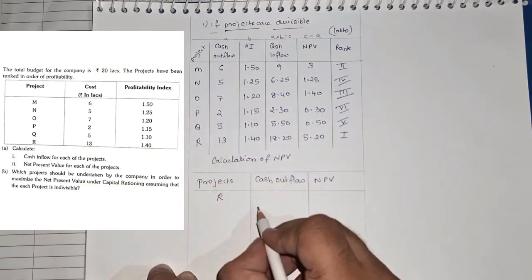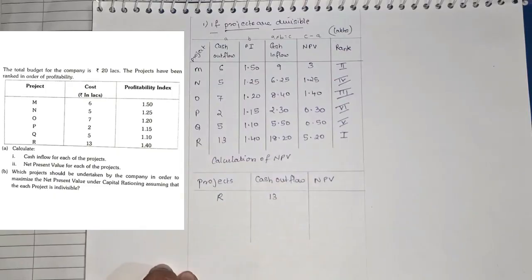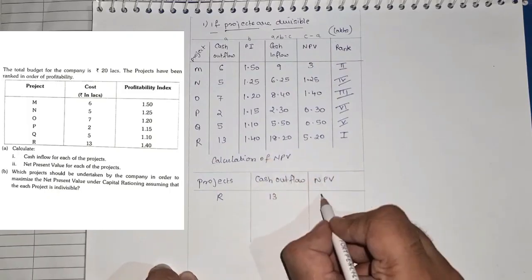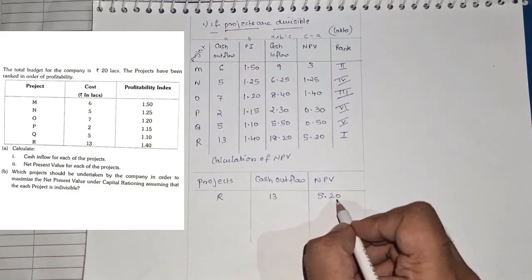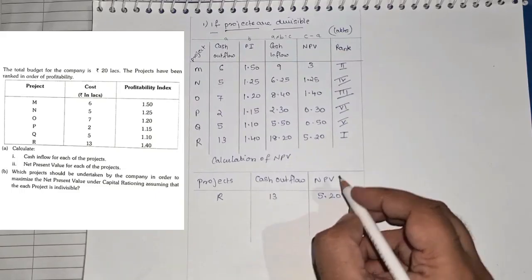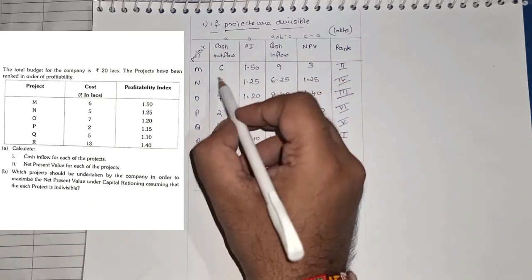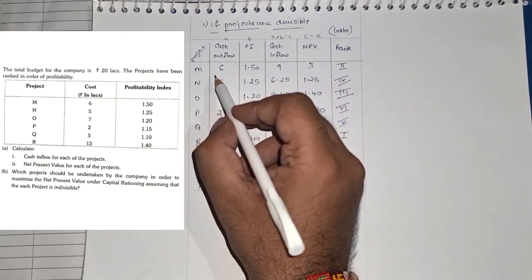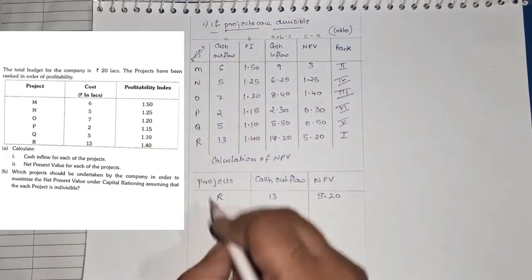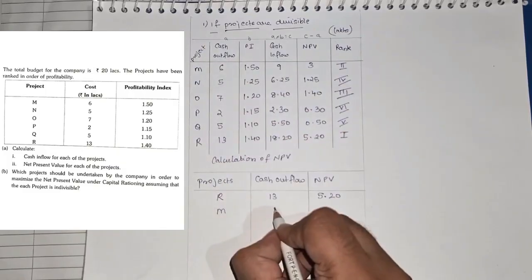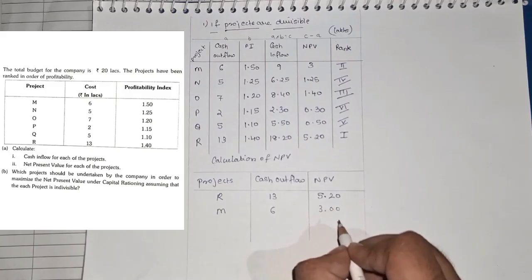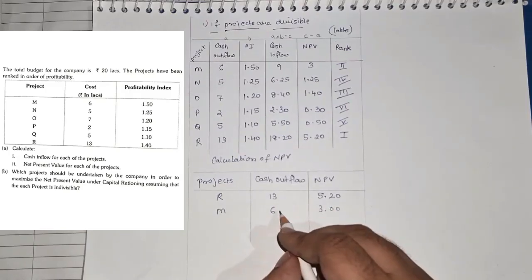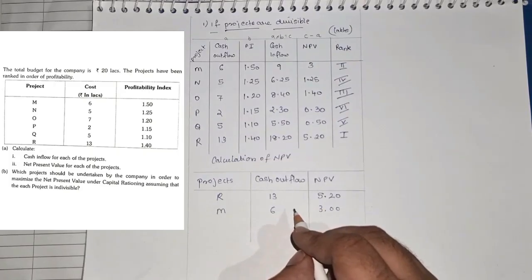Rank 1 was project R. The outflow for the project is 13 lakhs, and the NPV is 5.20. Out of 20 lakhs, 13 lakhs is already used, so I have another 7 lakhs which I can invest. Second project is project M, costing 6 lakhs, and the NPV is 3.00. So 13 plus 6, 19 lakhs is already used. I can only use the last 1 lakh.